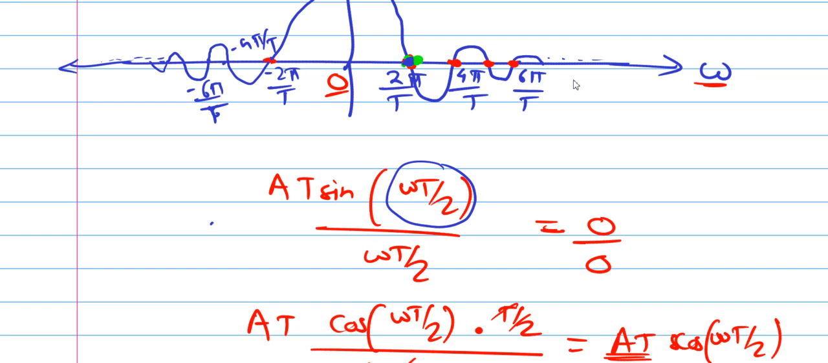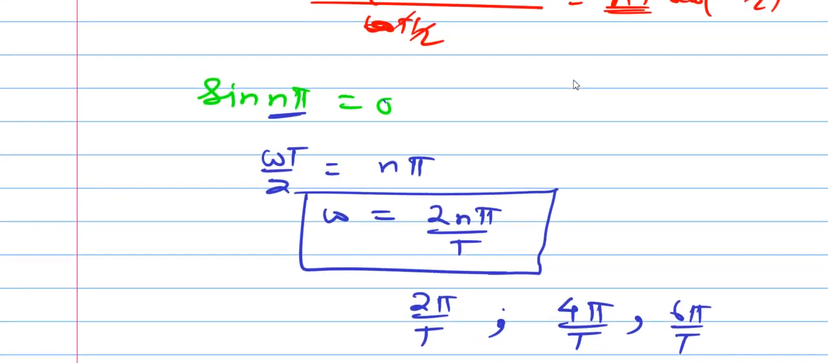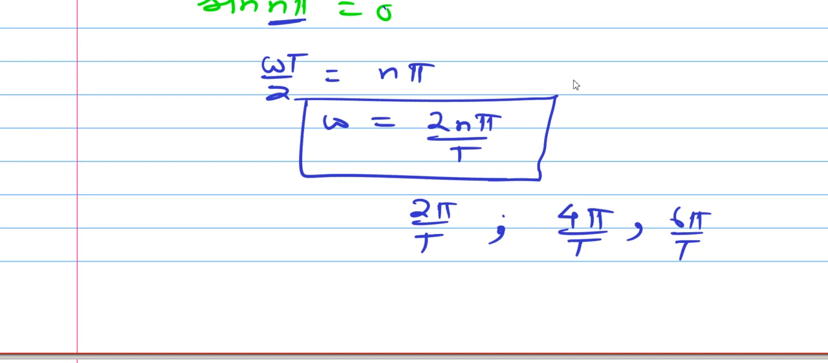So we got the values of omega at which this function is 0. What is that value of omega? Please remember, omega equals 2n pi upon capital T. Remember this formula: omega equals 2n pi upon capital T. At this point, the Fourier transform answer is 0.